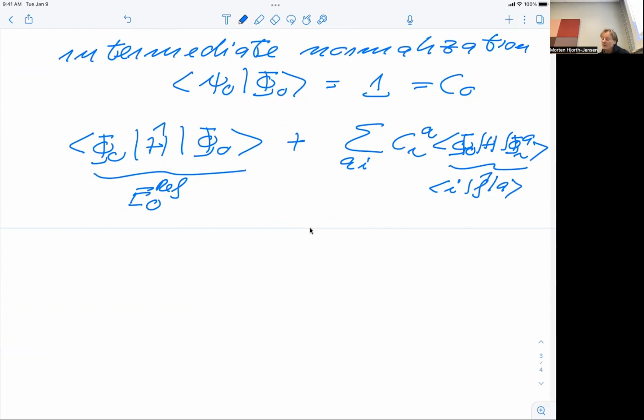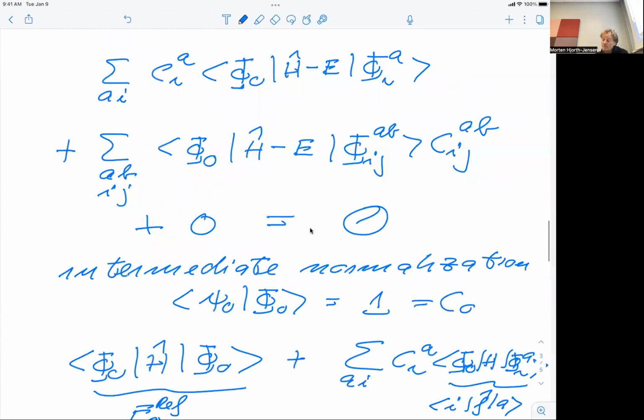So we can plug that in immediately here. Then the next term gives me now a sum of AB, IJ. And then I'm going to have the coefficient Cij, AB. And again, since E is a constant, the overlap between a state here and this ansatz for the ground state is obviously 0. So the E terms disappear here.